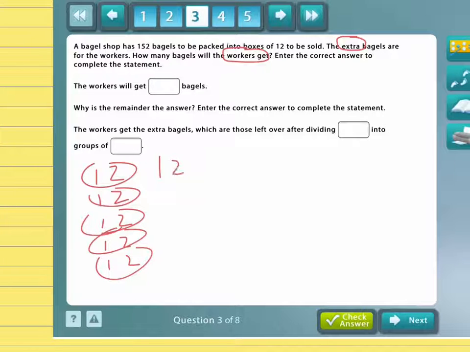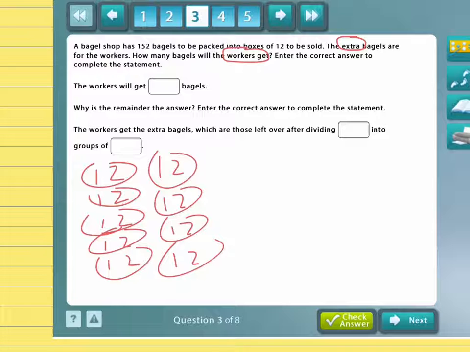Another 12 would be 72. You keep going like that and like that and like that. You keep adding 12 and 12, and anything left over will be for the workers.